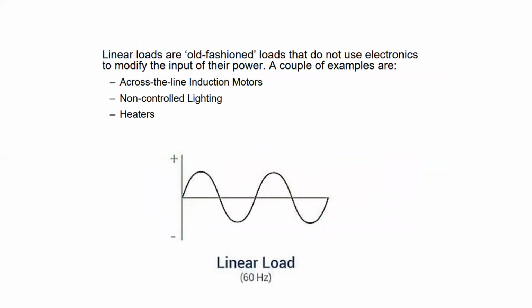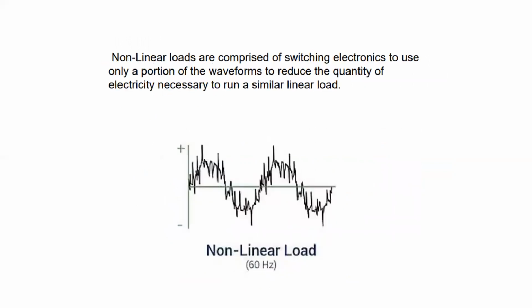Linear loads are old-fashioned, we consider, and they don't use electronics to modify the input of their power. Examples of this would be across-the-line squirrel cage motors, uncontrolled lights, so just standard incandescent lights, heaters, things like that. Nonlinear loads use switching electronics, so things like rectifying and inverting circuits, and they only use a portion of the waveform to reduce the quantity of electricity necessary to run a similar linear load. So nonlinear loads cause disturbances.